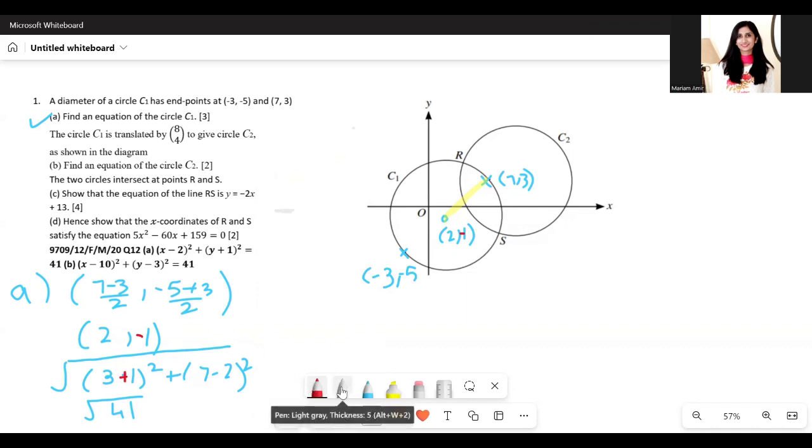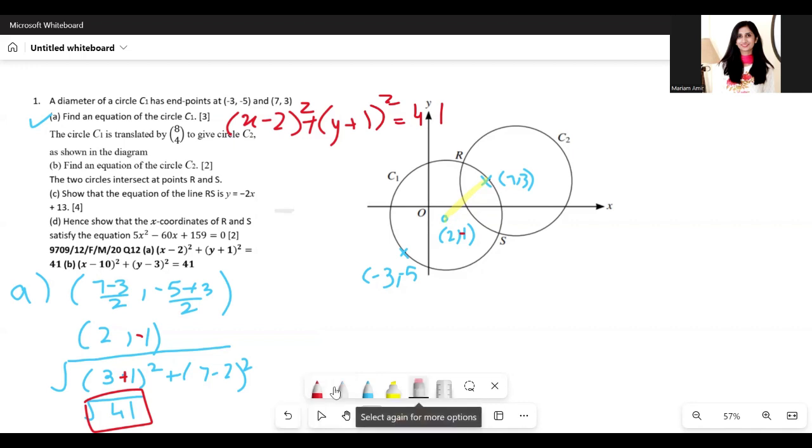We have the radius, we have the center. So now we can write down the circle equation. It's going to be x, change the sign of this x coordinate 2. So it's going to be -2 whole square plus y, change this sign, +1 whole square equals to radius squared. So it's going to be equals to 41, because when you square this, you get 41. Okay. So that is the answer for part A.